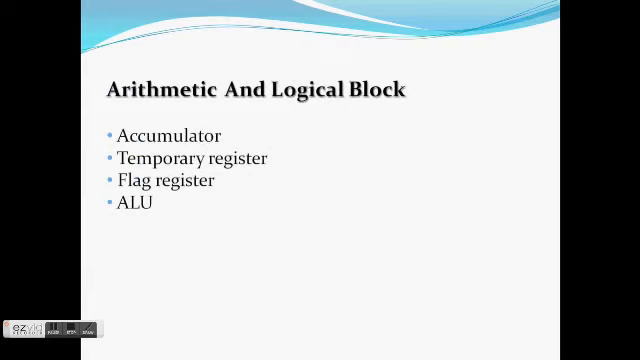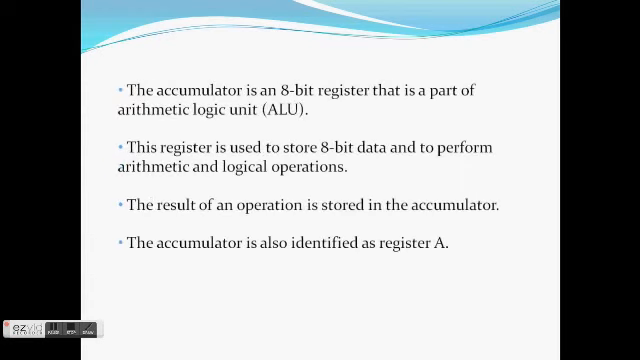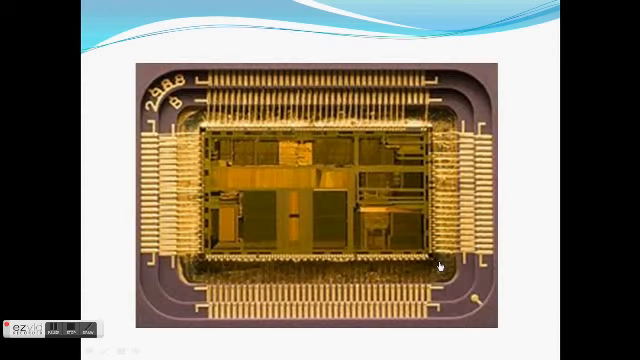The arithmetic and logical block consists of an accumulator, the temporary register, flag register, and the ALU. The accumulator is an 8-bit register that is a part of the ALU. This register is used to store 8-bit data, as discussed before, to perform arithmetic and logic operations, and the result of the operation is also stored in the accumulator itself. The accumulator is identified by the register A.